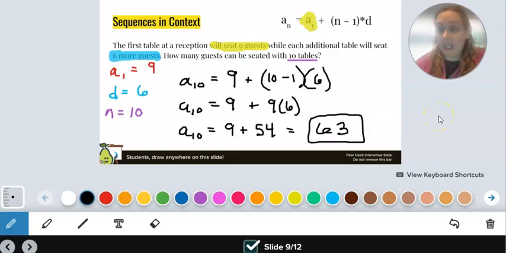So if there's 10 tables following this sequence pattern, we'll have a total of 63 people seated at those 10 tables. At table 10. Beautiful. Push to slide 10.